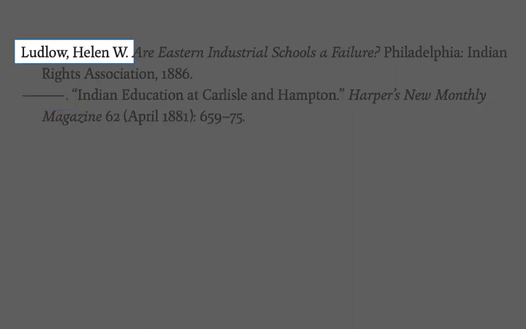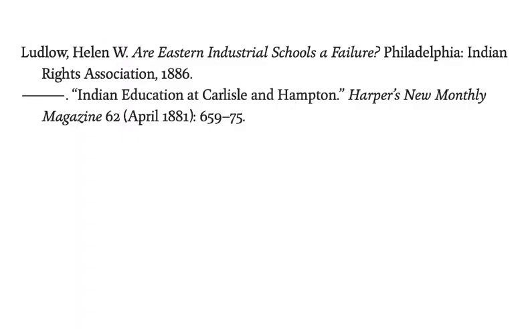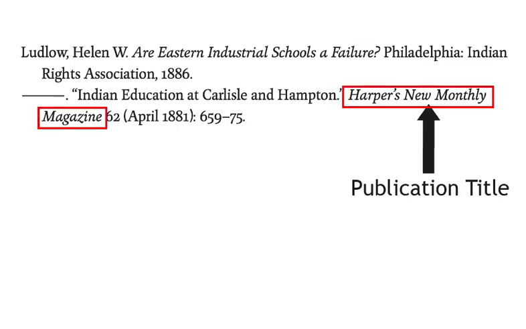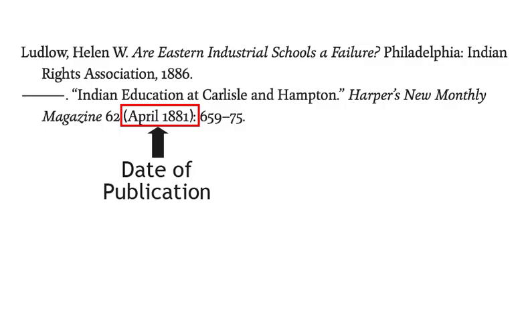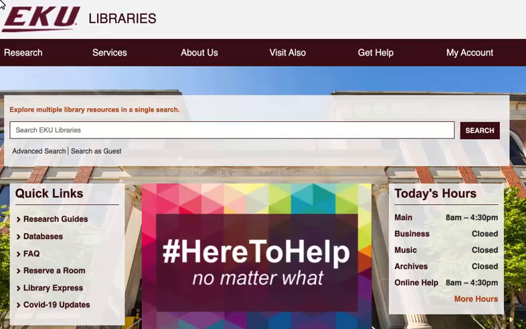In this case, the author of this article is Helen W. Ludlow. In order to look this up to see if you have access, first you need the title of the magazine and the date of publication. From the library's homepage, use the library search to search for the title of the magazine, Harper's New Monthly Magazine.